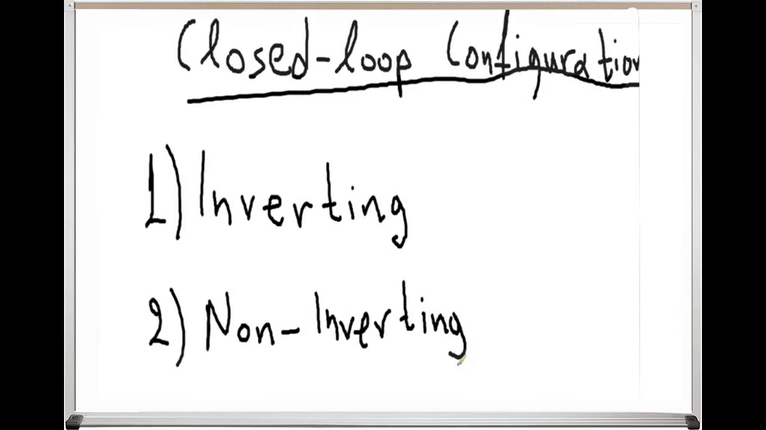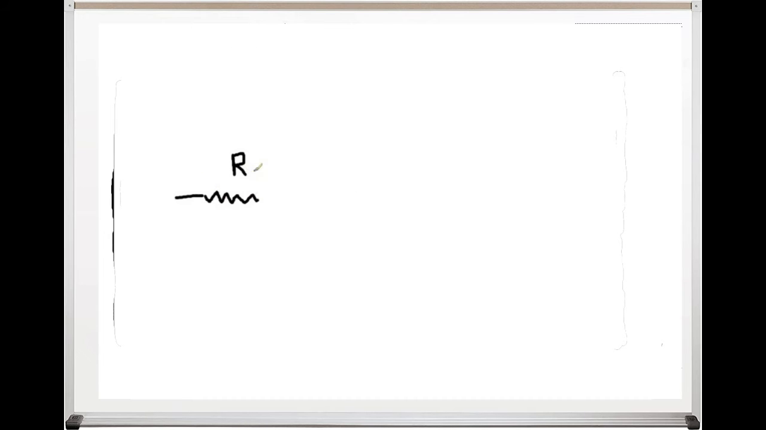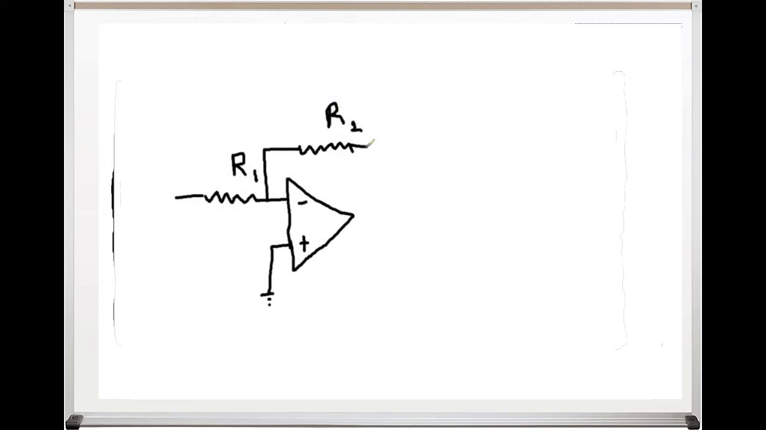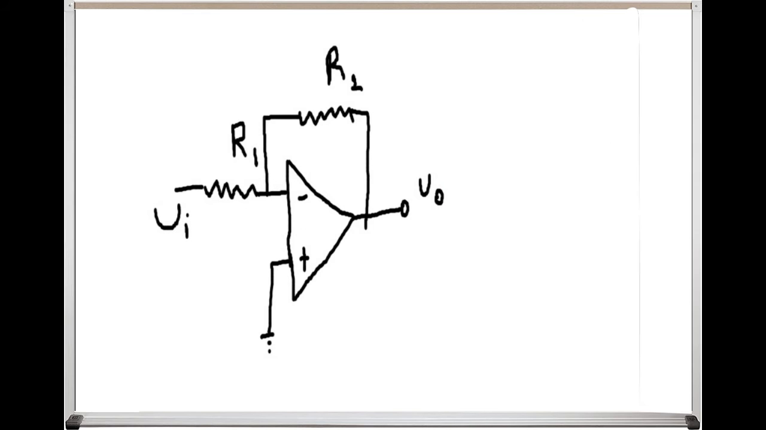The first configuration that we will examine is the inverting configuration. Here you can see the basic circuit that consists of the op-amp and 2 resistors, one in the input and one in the feedback. Let's take a closer look at this circuit. First of all, in order to examine it, we have to note that in an op-amp, the voltage in both input terminals is always equal.